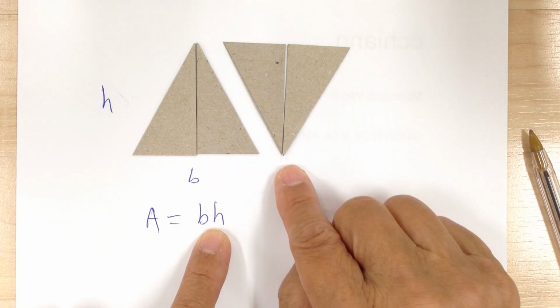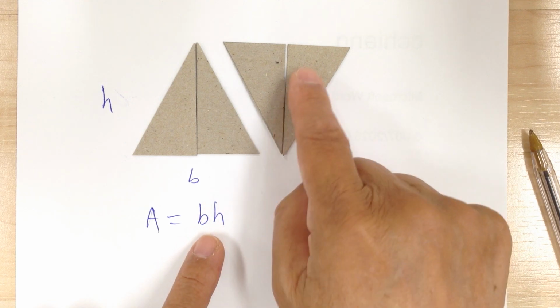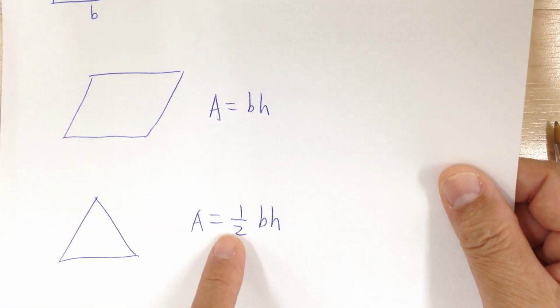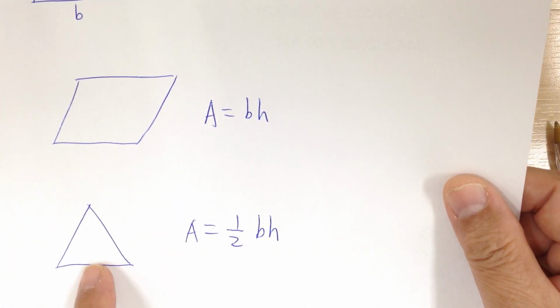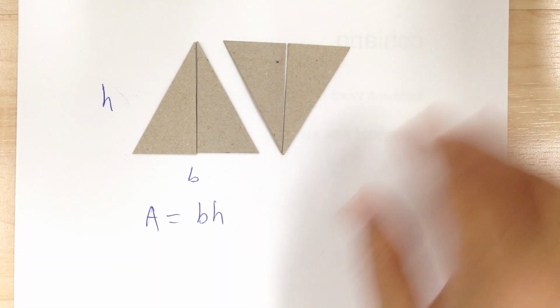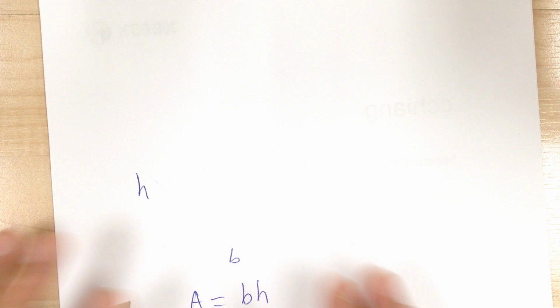See, if you notice, you separate that. So a parallelogram is two triangles. So a triangle would be 1/2 of that. So it'd be 1/2 base times height. So that's where the formula for a triangle came from. Okay? Now, let's go over some examples.